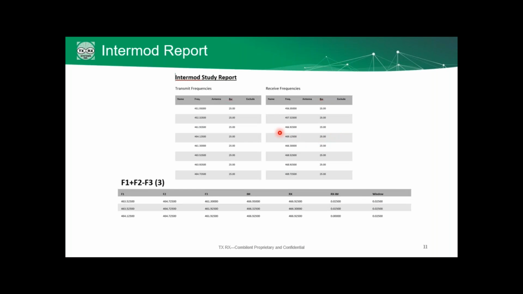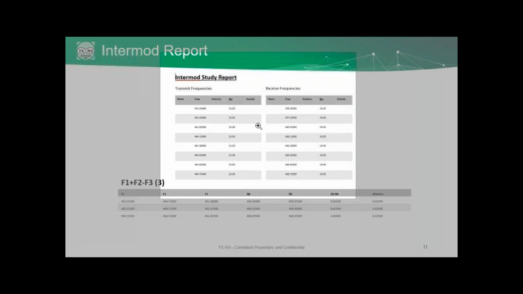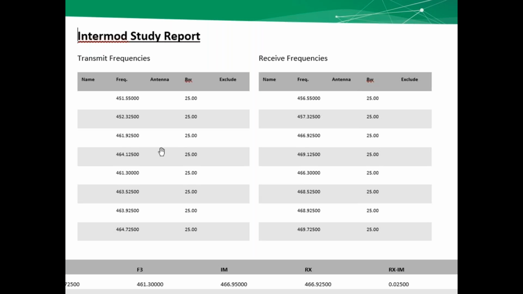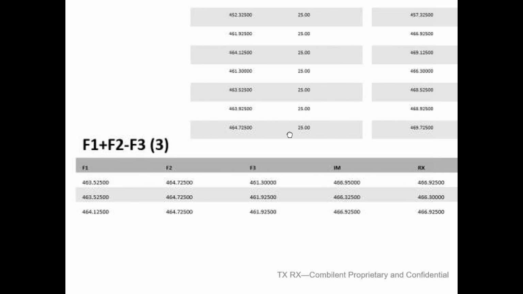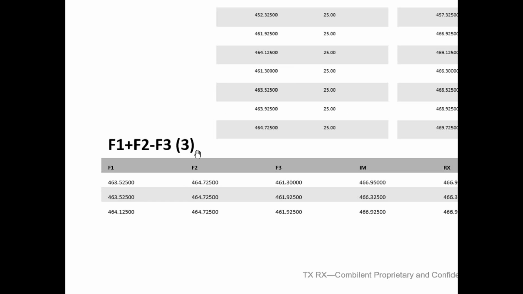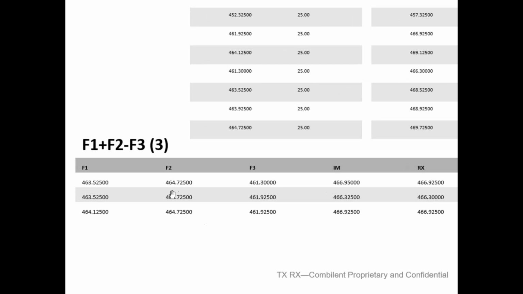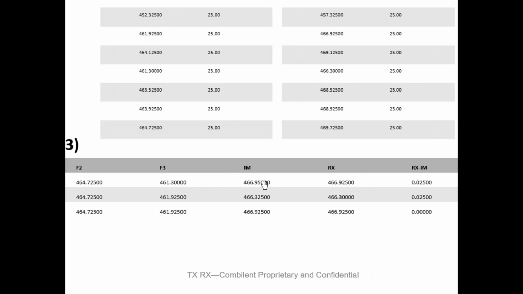This is a copy of the IM report that does get sent to the customer, and it will show the frequency layout, the transmit and receive frequencies. And I chose the one that had third order hits to give you a quick view of how it's determined. So you add the first two frequencies together, and then you subtract the third frequency, and you come up with an intermod product. In this case, it's 466.95, which is only 25 kilohertz away from the receiver at 466.925. So there's a good chance we're going to have interference with that product on that receiver.